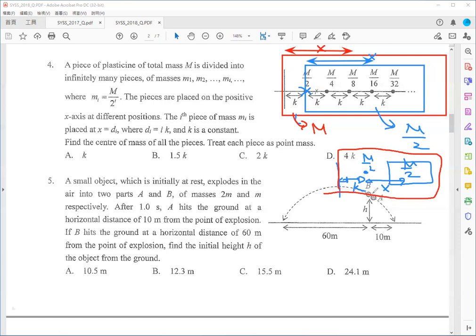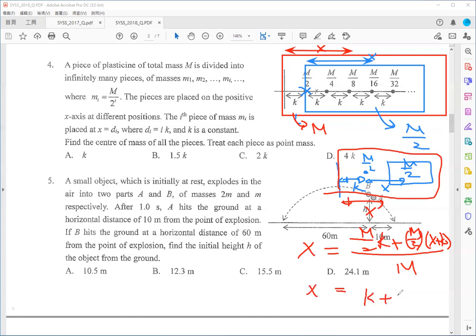And then the center of mass of the red system should be x, is it? So x should be m over 2 times k plus m over 2 times x plus k, divided by total mass. Then just simplify and see what you get. You get x equal to k plus x over 2. Then you solve it and you get x equal to 2k.